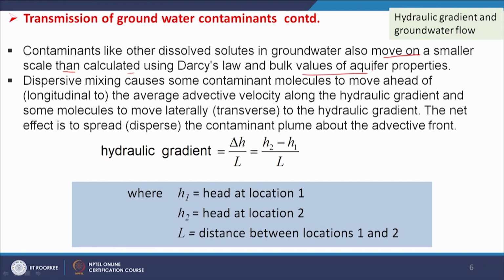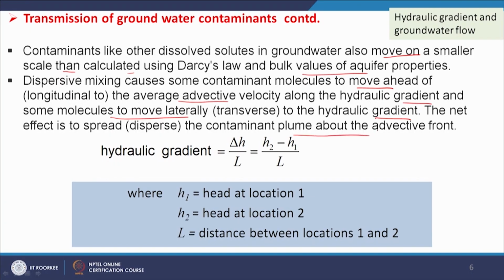When we think about the subsoil, it is a porous bed. For flow through a porous bed, Darcy's equation is applicable, so for groundwater flow that equation can be applied. But what happens is dispersive mixing causes some contaminant molecules to move ahead longitudinally of the average advective velocity along the hydraulic gradient, and some molecules to move laterally to the hydraulic gradient. So, the net effect is that the contaminant plume spreads and disperses above the advective front.